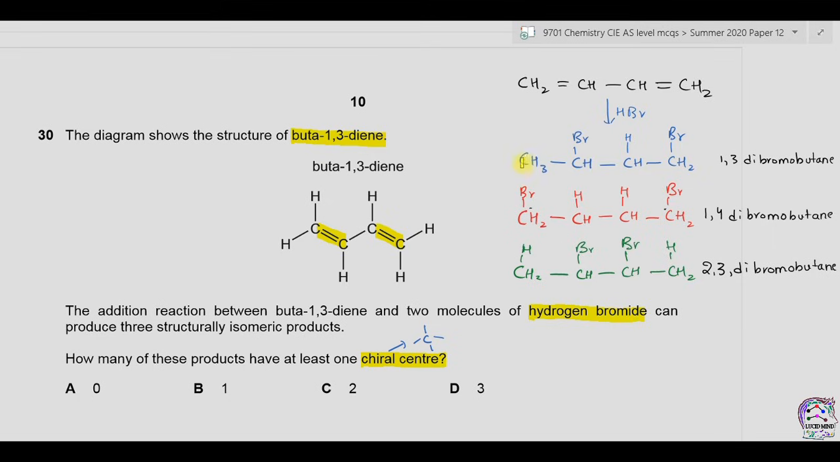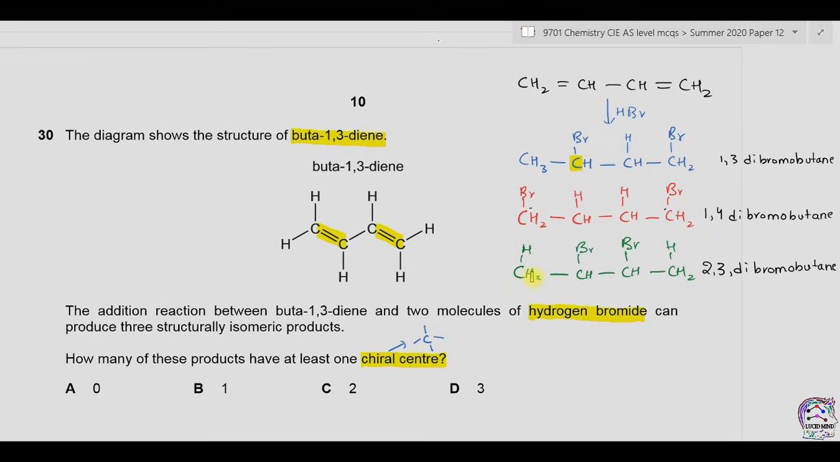Now finding chiral carbon, this carbon is not chiral because it is attached directly with 3 hydrogen atoms. This carbon is chiral because it is attached to one bromine, one CH3, one hydrogen and one group. This carbon is not chiral as it is attached directly to 2 hydrogen atoms. This is also not chiral. Coming to the second one, we have 2 hydrogen with this carbon, so it is not chiral. 2 hydrogen with this carbon, so it is not chiral. 2 hydrogen with this carbon and 2 hydrogen with this carbon. So none of the carbon atoms is chiral in the second structure.